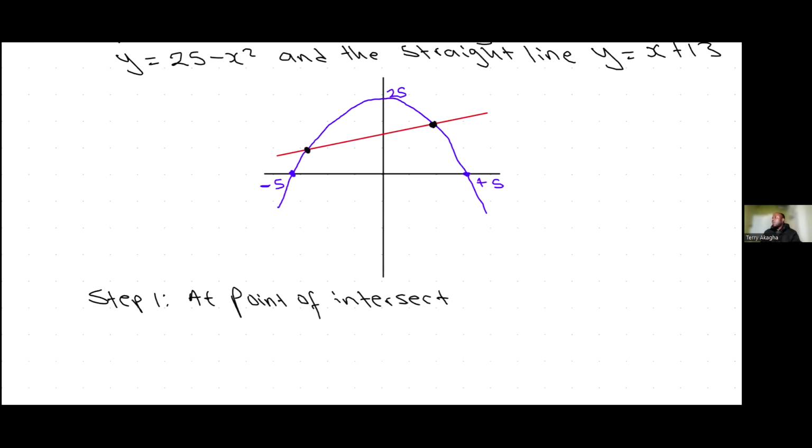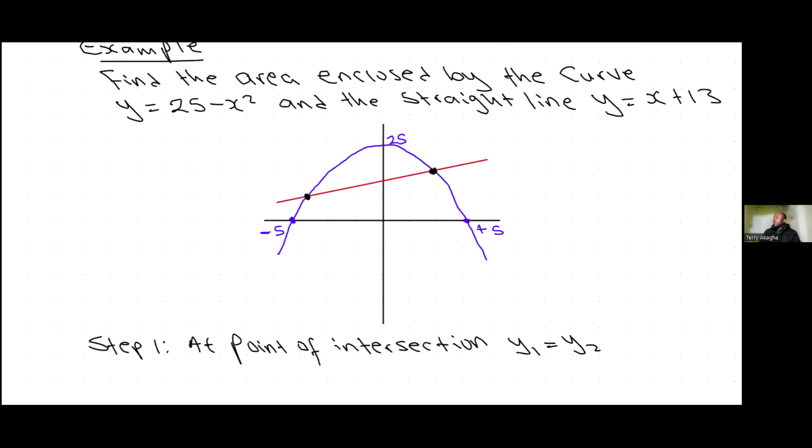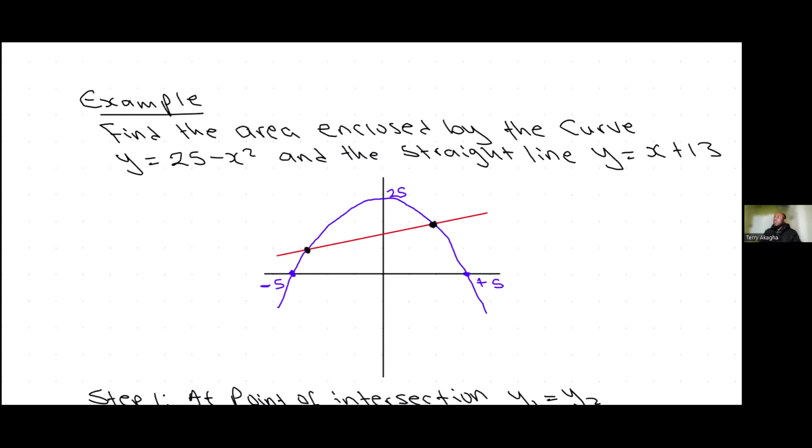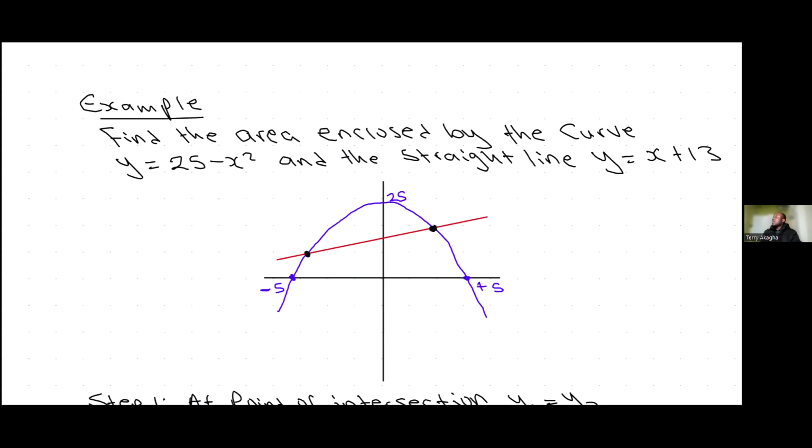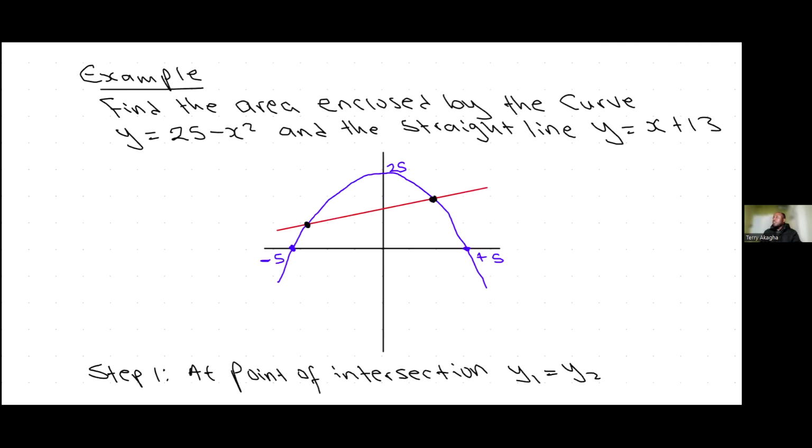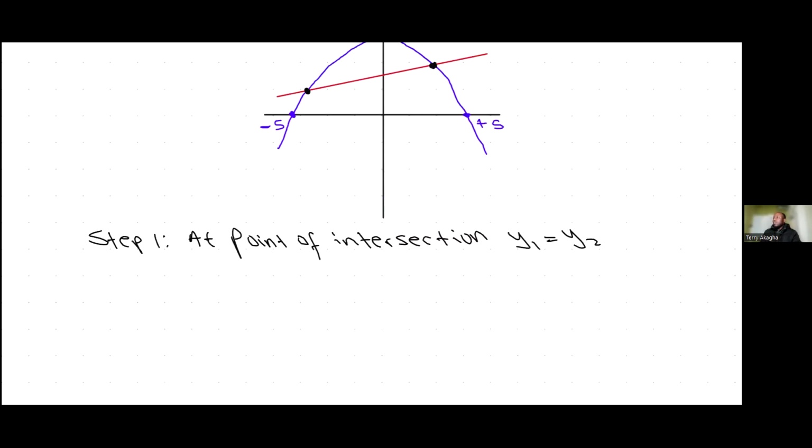Okay, y1 is equal to y2. Do you remember that? So that means the curve and the line at this point are going to be the same. So 25 minus x squared is going to be equal to x plus 13. So 25 minus x squared will be equal to what? x plus 13.